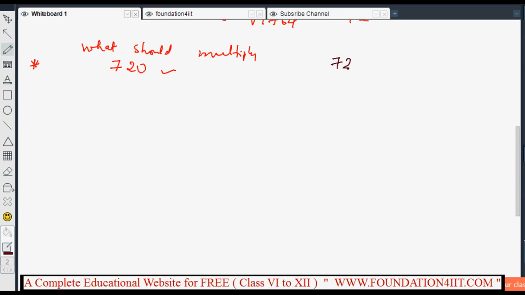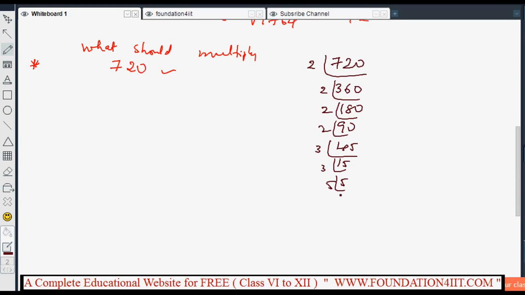Now 720, you start with the prime factorization process first. 2 table, 2 360s, 2 180 and 2 90s. Same, 2 table 45. Again 3. 3 is possible means you can take 3. 3 15s are 45. Again 3 table, 3 5s are 15. 5 ones are 5. So finally 720 I can write as 2 into 2 into 2 into 2, 2 four times, again into 3 into 3 into 5.